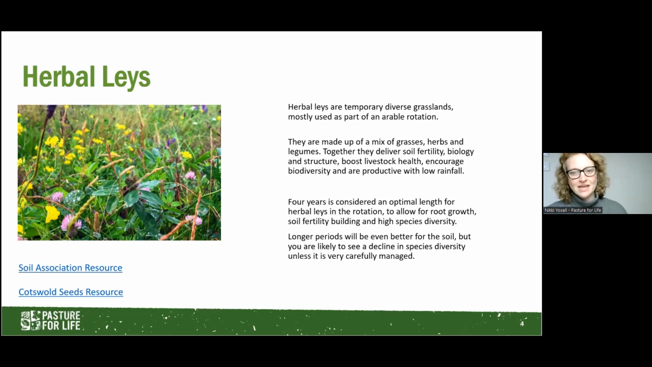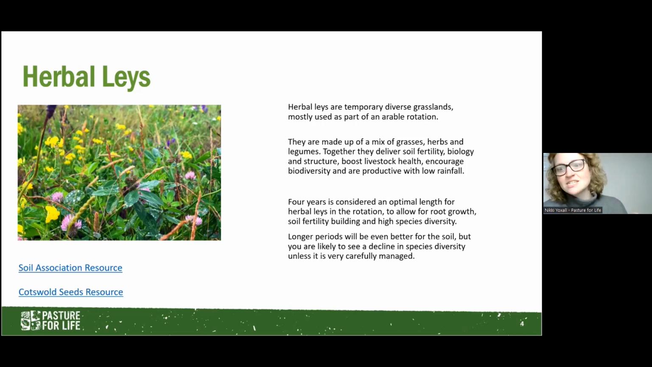And generally with herbal lays, 4 years would be considered an optimal length. So within the rotation, the lengths will vary. And again, Stuart, as somebody who is farming both livestock and arable, will be able to talk more about his organic rotation. I know that, for example, in Denmark, the rotation would be maybe 2 years max temporary grassland and then back into an arable system. Generally in the UK, our temporary grasslands would probably be 4 years. So 4 years out of a 7-year rotation would be a temporary grassland, a herbal lay, and then you'd have 3 years of different crops.